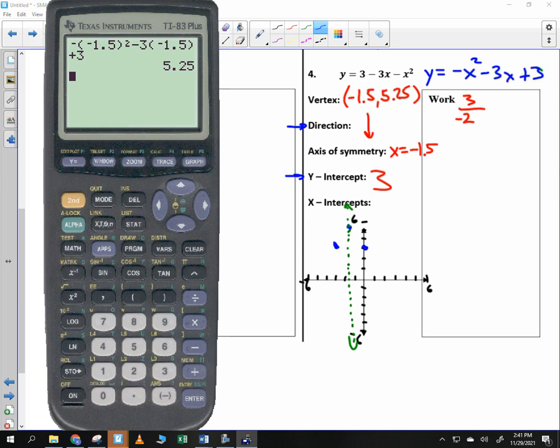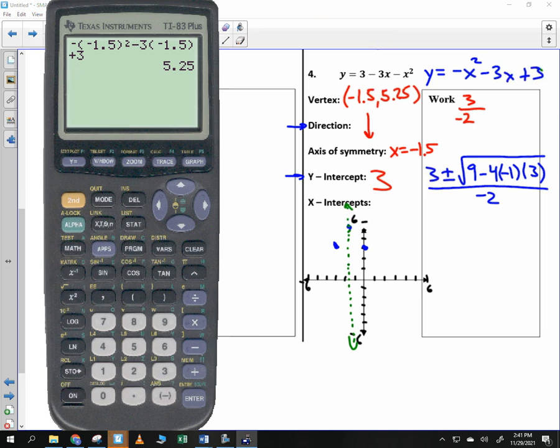All right, all we have left is the x-intercepts. Does that factor? Nope, so we have to use the quadratic formula. What is negative b? Positive 3 plus or minus the square root of 9 minus 4 times negative 1 times positive 3, all divided by 2a, so it's a negative 2 in the denominator. How many negative signs do you see underneath the square root?